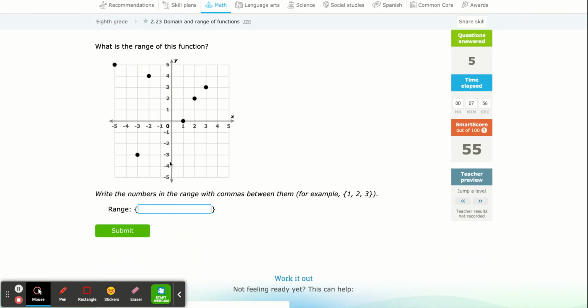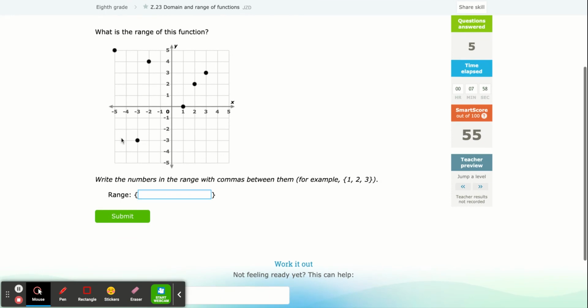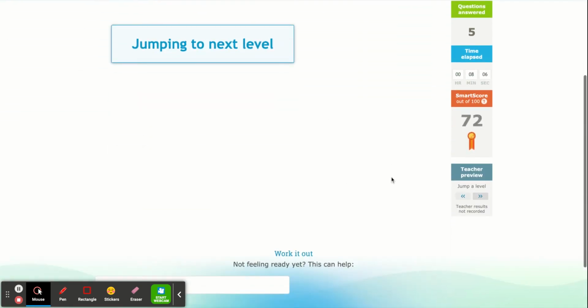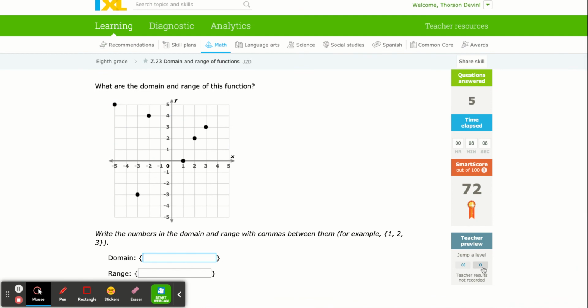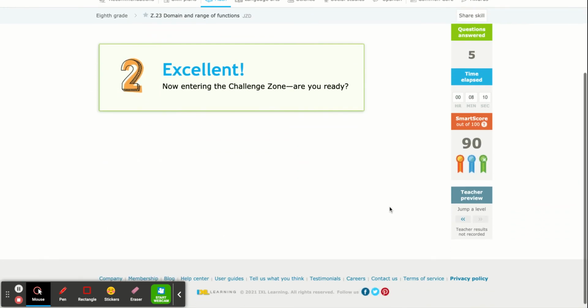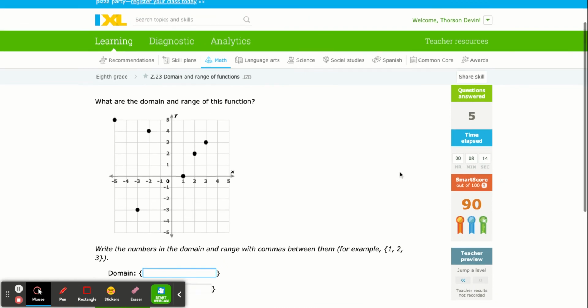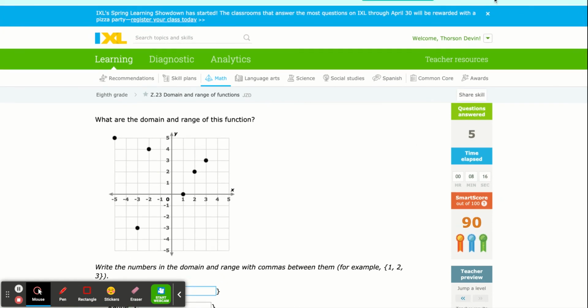Again, range, you work up along the y-axis and find all the y values that go with each of these points. Domain, you work along the x-axis. If you have any questions on this, please do bring them to class. But again, just remember those two words, domain and range. Domain are all x values, range are all y values.